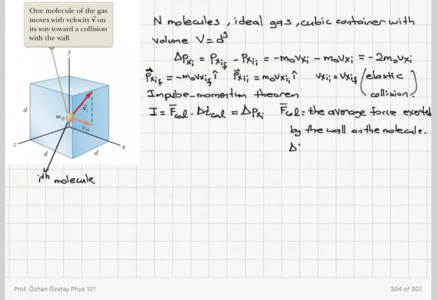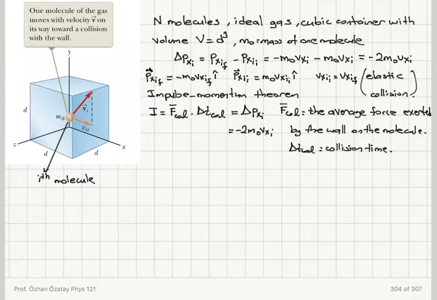And we have delta t, the collision time. So this force appears only during the collision time. And this is going to give me the change in x component of linear momentum, minus 2 m0 vxi. So what is m0? m0 is the mass of one molecule. Remember, they are all identical molecules, so they all have the same mass m0.